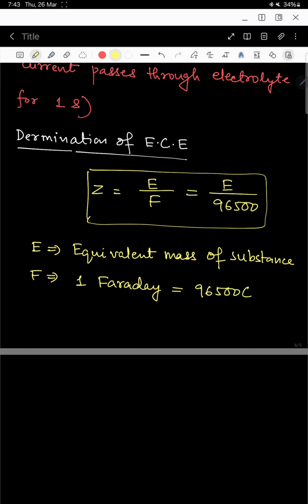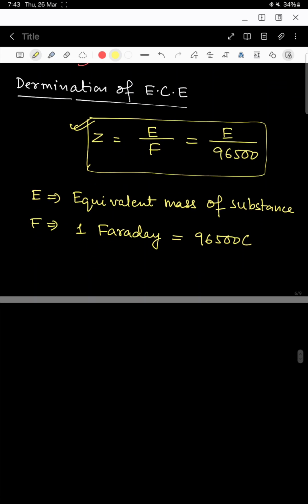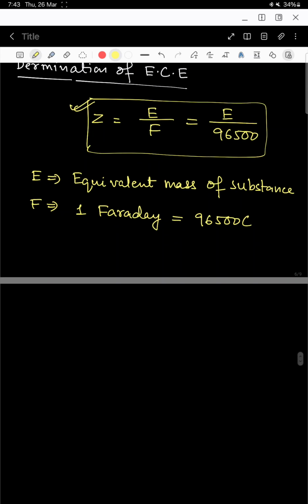We can also get into the derivation of how to derive this value of Z. If you ask me, I will upload a separate video for the derivation of Z, but it is not required. If you are willing to know it, just request me and I will definitely upload it. But you can just know this expression, that Z is E by 96500. That will be sufficient for you. You don't need the derivation for the CBSE part.